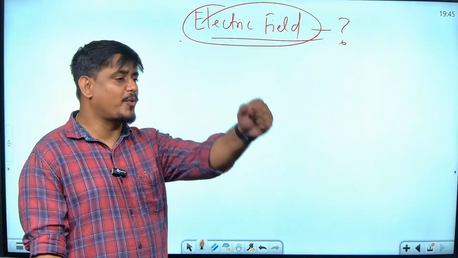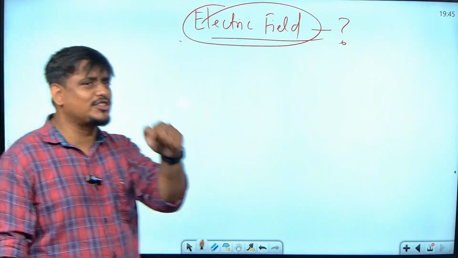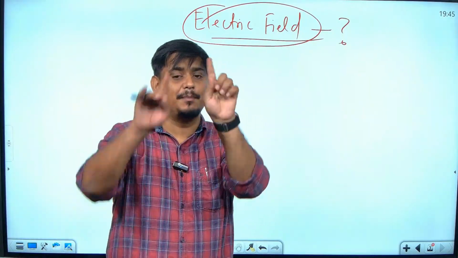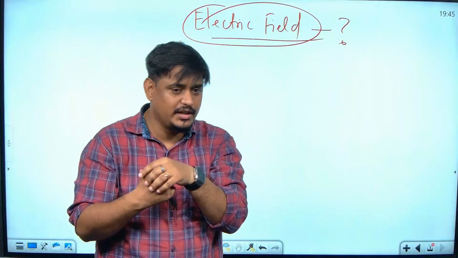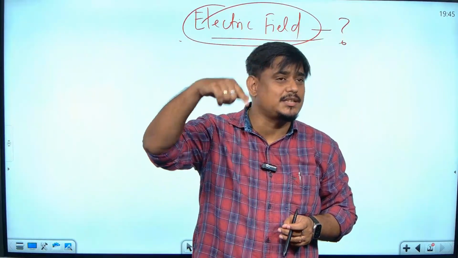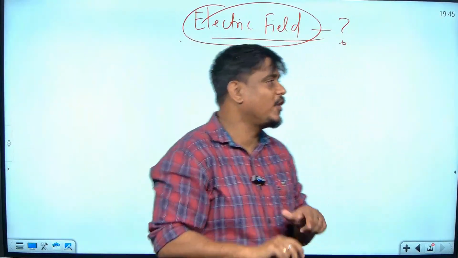Okay. Now drop your pens, listen to me. You can add one word where you wrote force experienced per unit charge. Before the word charge, you can add a bracket and write test. So it is force experienced per unit test charge. Use the word test there. Okay. Now please understand.